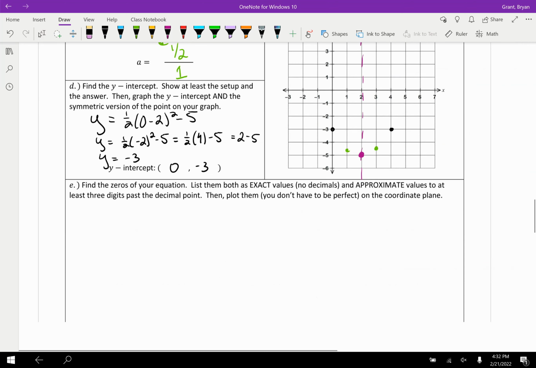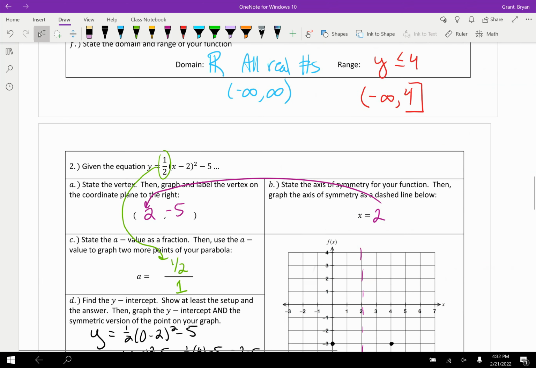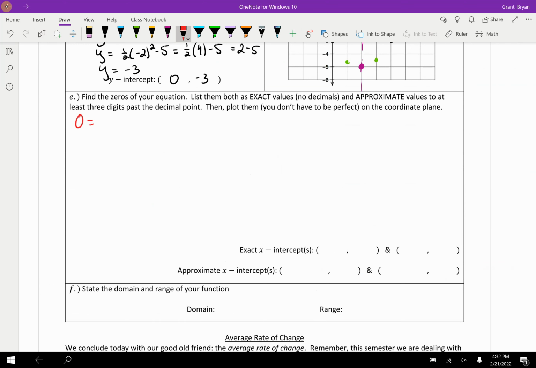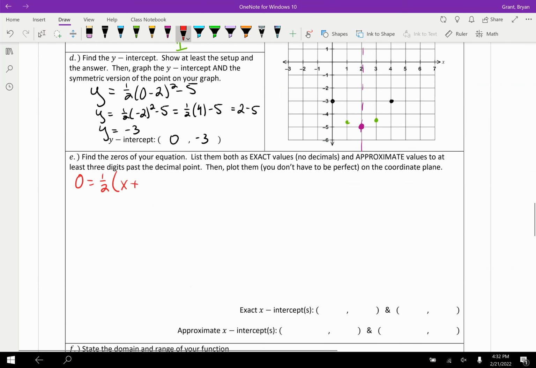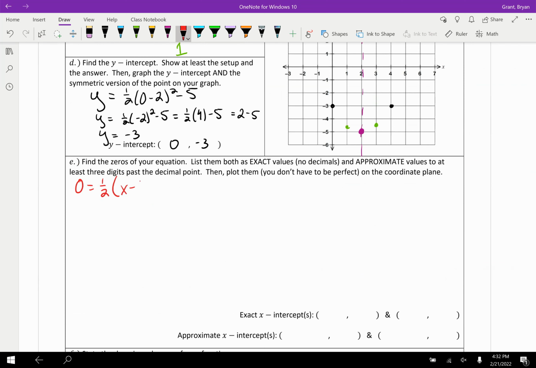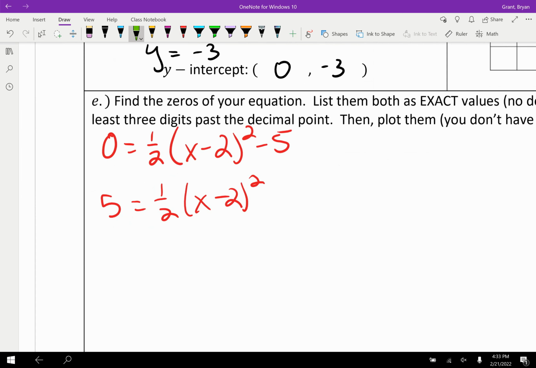Last but not least, let's find those zeros. Okay, very similar to before. 0 equals 1/2 times x minus 2 squared minus 5. Add 5 to both sides first. Then we have to deal with that 1/2. But we've learned before that to get rid of a fraction, we can actually go through and multiply by its reciprocal. I'm going to rewrite that so I have a little bit more room.